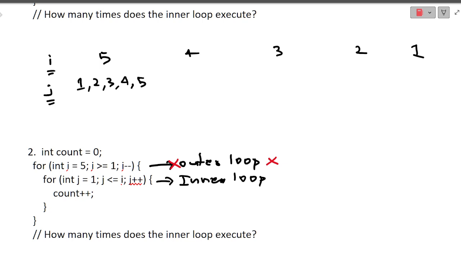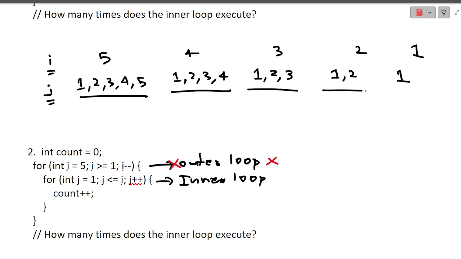Then for the second time it will start from 1, then it will reach till 4. Then for the third time this, then for the fourth time this, then for the last time this. Yes or no? This is what is happening. And now count this. j is nothing but my inner loop. Count the number from 1 till last.